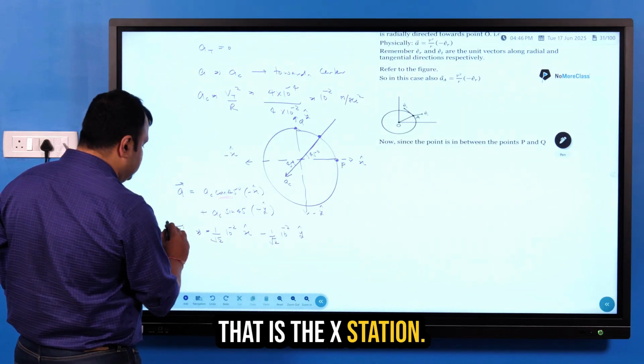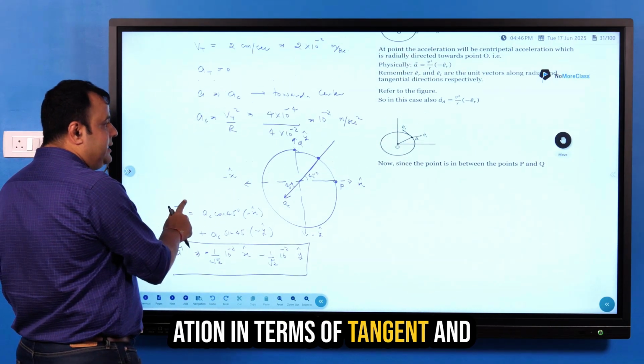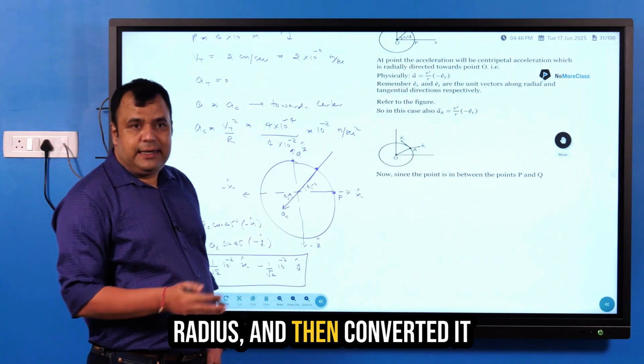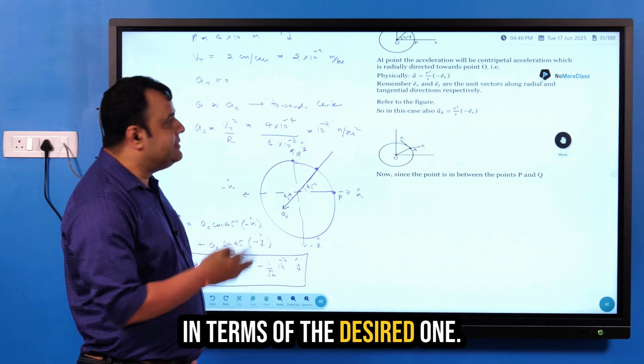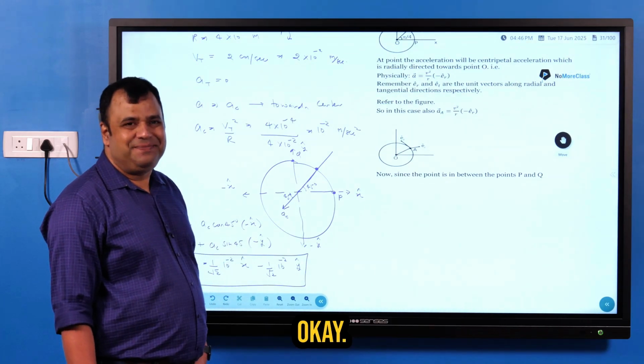That is the acceleration. So we have calculated the acceleration in terms of tangent and radius, and then converted it in terms of the desired one, which are x cap and the y cap in this case. Okay. Thank you.